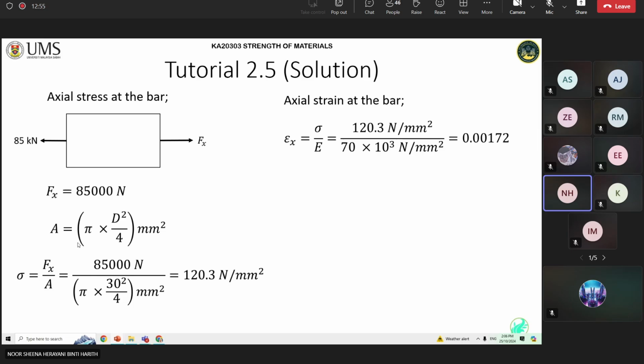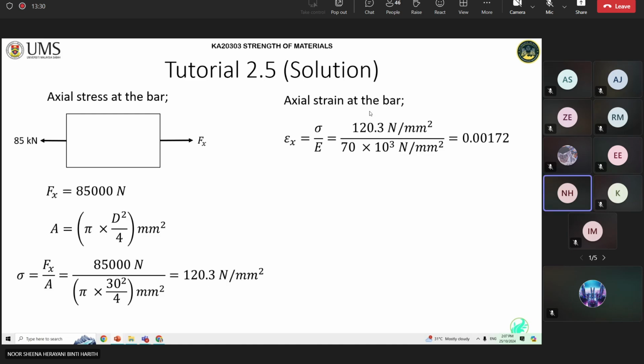Because this is a circular shape, you apply the formula for the area of a circle, which is pi r squared or pi d squared over 4. You just put in the diameter value, which is already given in the question, and then divide the internal force Fx by this area. So you get the stress value for this prismatic bar, which equals 120.3 Newton per mm square.